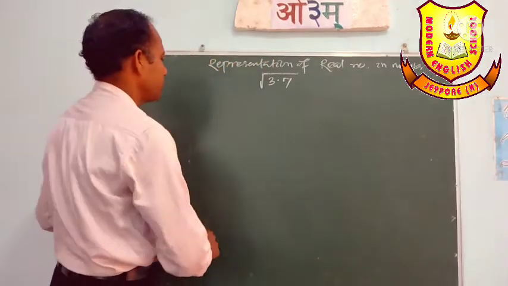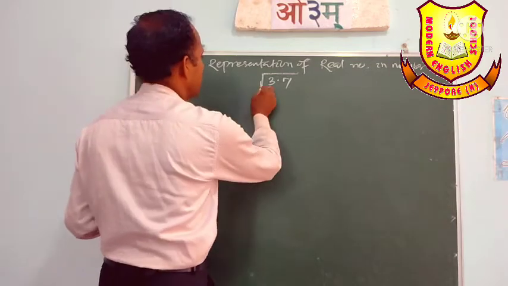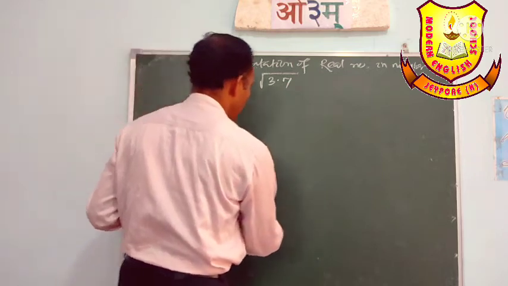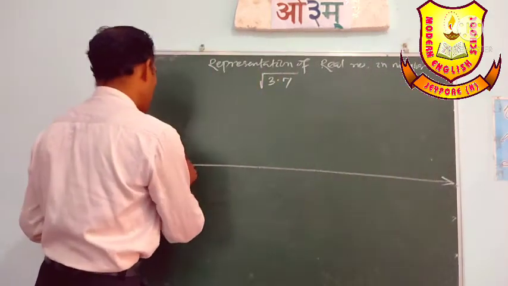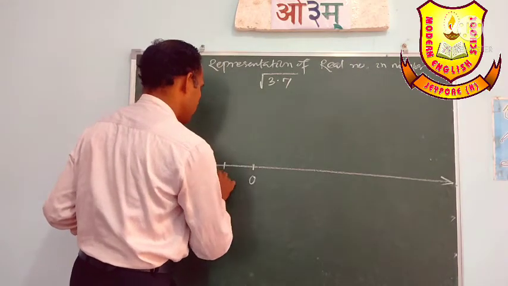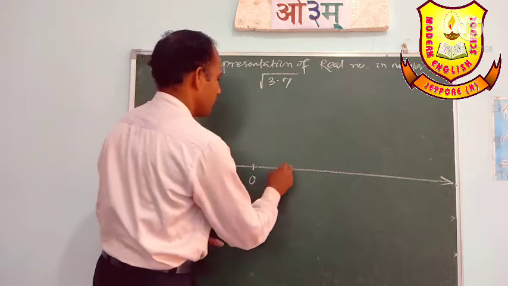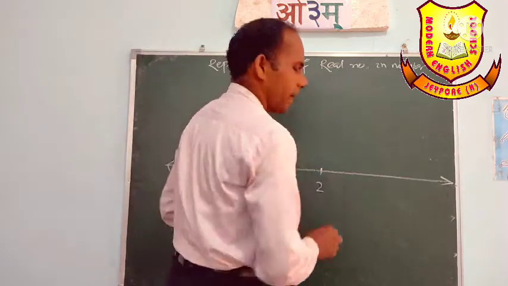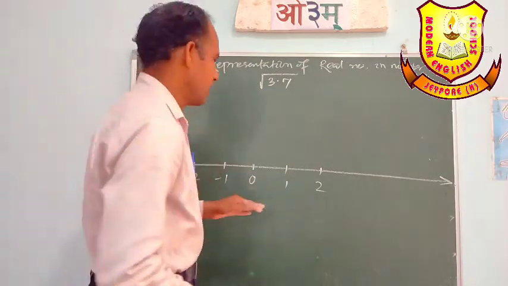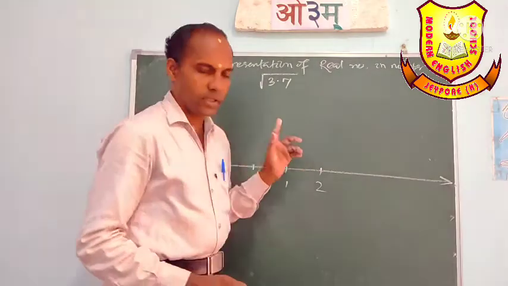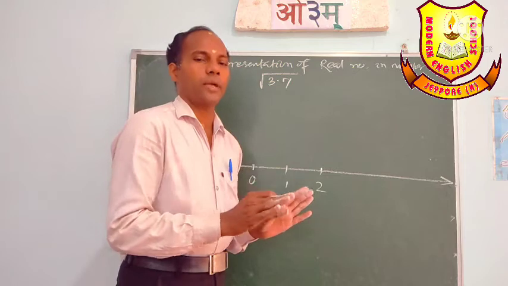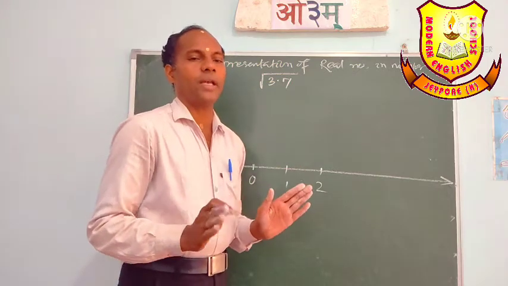So first, as it is given, root over 3.7, what do you do? First you have to draw a line. This is the number line. As usual, this is 0, this is -1, this is -2, and here 1, 2. With the help of a scale, pencil, and proper measurement, you have to take it. So 3.7, where is it? You have to take it first using your scale and pencil.